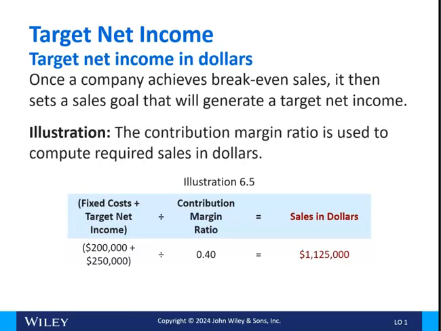And again, if we want the sales in dollars, we take that fixed cost plus target net income, so the $200,000 fixed cost plus the $250,000 target net income, divided by our contribution margin ratio of 40%, and we get $1,125,000 sales dollars that we would need to achieve $250,000, our target net income.